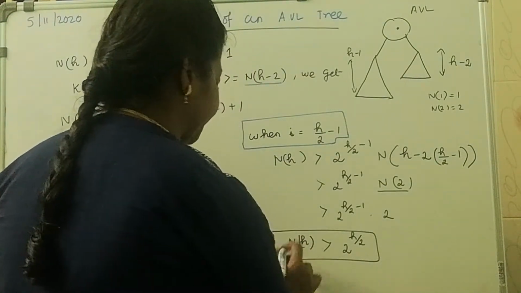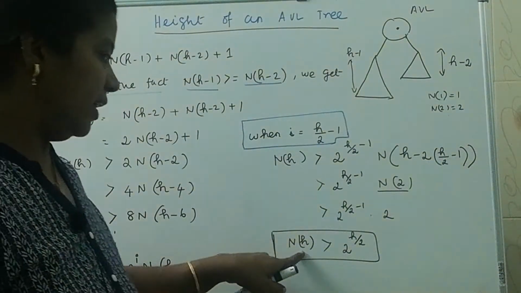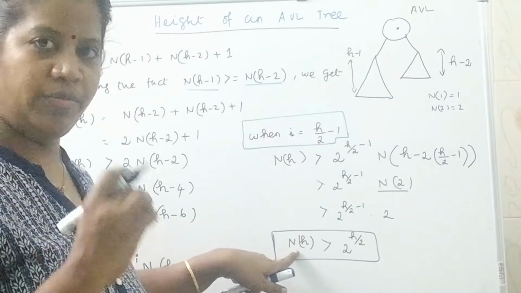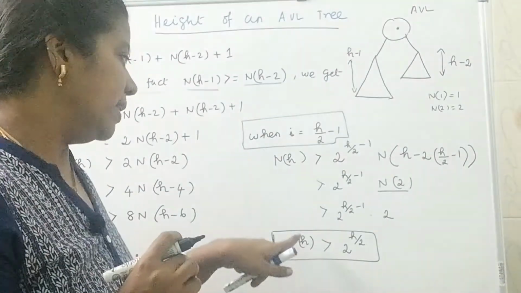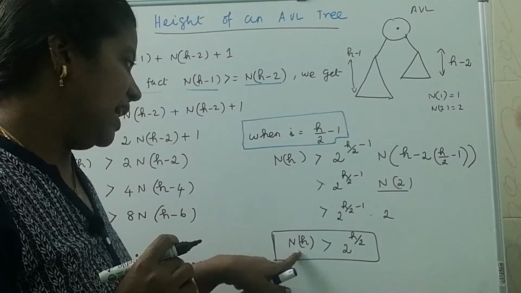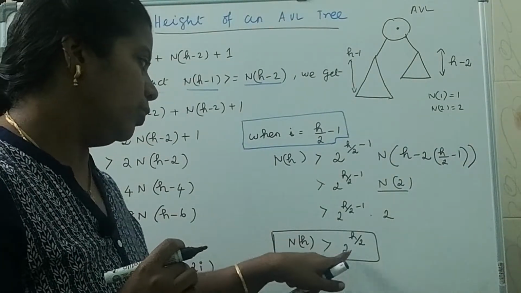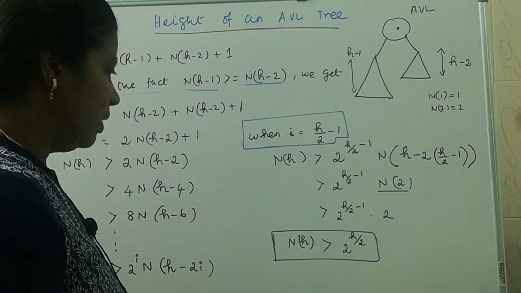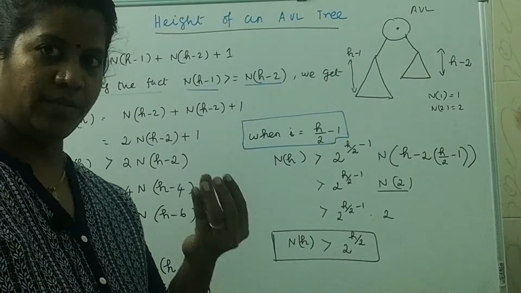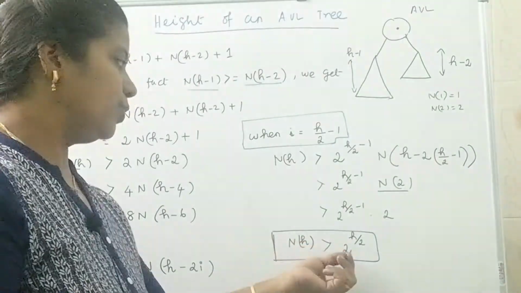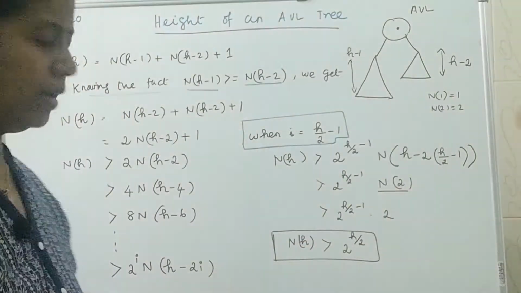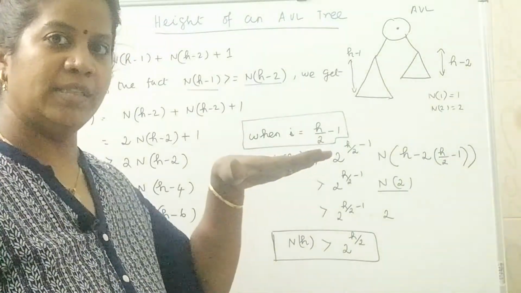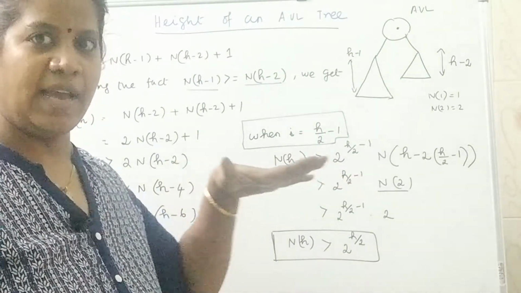So what it says is, for an AVL tree of height h, n of h is nothing but the minimum number of nodes of an AVL tree whose height is h. The minimum number of nodes is at least 2 to the power h by 2. Given an AVL tree of height h, the minimum number of nodes is at least 2 to the power h by 2. Fine. That means half of the tree height gives as many nodes as it has.